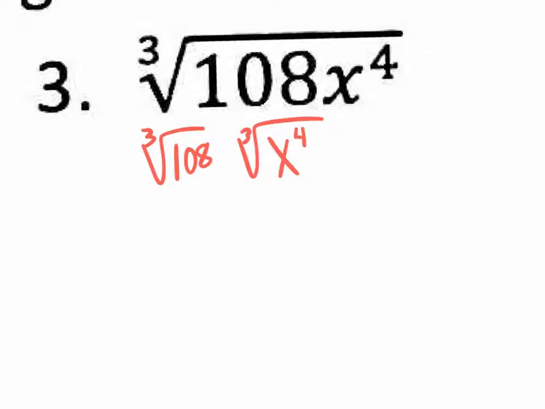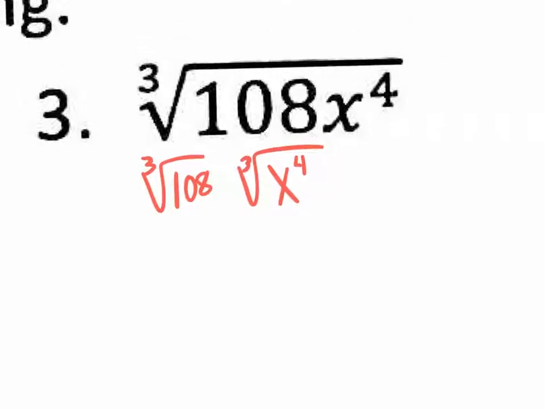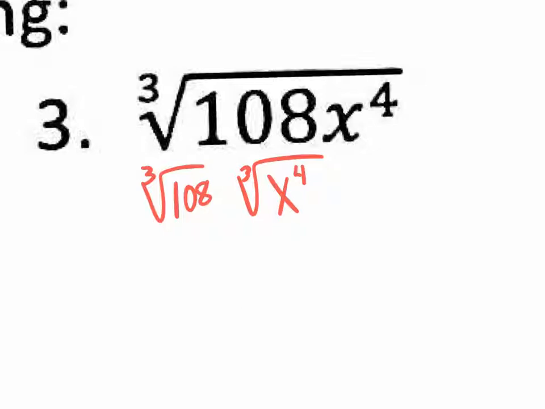Now, since we're dealing with third roots, it'd be nice if we could have perfect cube numbers. So if we think about perfect cube numbers, the very first perfect cube number is 1, but we're not going to use it. 2 times 2 times 2 is 8. That's a perfect cube number. 3 times 3 times 3 is 27. That's a perfect cube number. 4 times 4 times 4 is 64. That's a perfect cube number. And 125, 5 times 5 times 5.